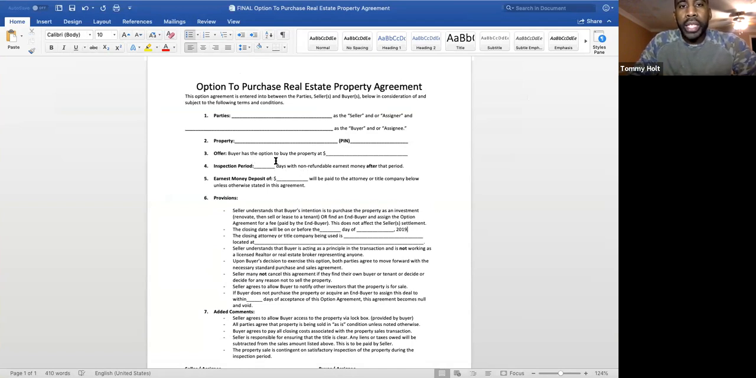Offer. Buyer has the option to buy the property at said price. So let's say we're offering to buy the property at $30,000, okay? The inspection period. Guys, when you're trying to get this inspection period, there are a lot of buyers now that are being burnt by wholesalers. They're being burnt by other investors, right? And there's a lot of buyers that do not want to allow for an inspection period, okay?